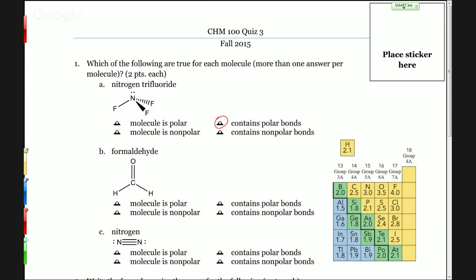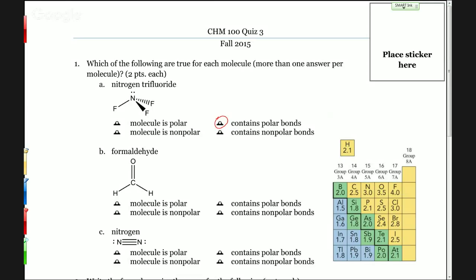Does it also contain non-polar bonds? Probably not, right? Because it only has one type of bond, N-F bonds. So that's probably all that's there. All right, what about the overall molecule then? Is the molecule polar or is it non-polar?